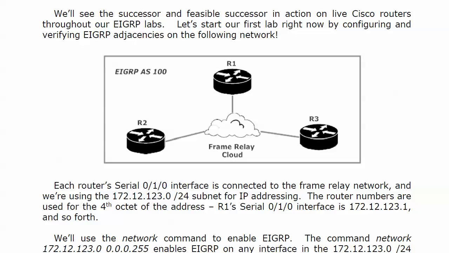We're going to use the 172.12.123.0/24 subnet for our addresses, and as always, the router numbers are going to be used for the 4th octet of the address. And we're going to add some loopbacks, but we're going to do that a little bit later.